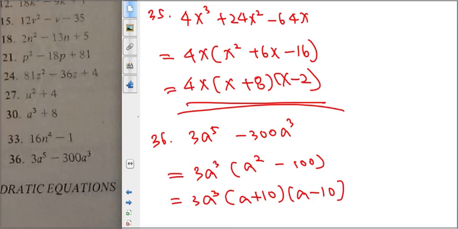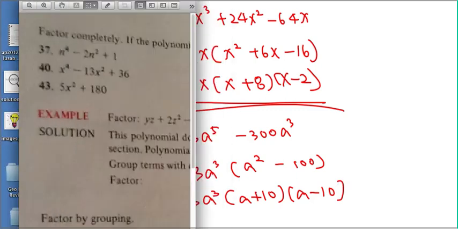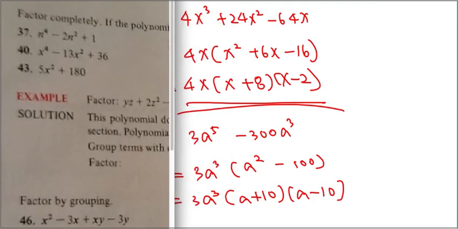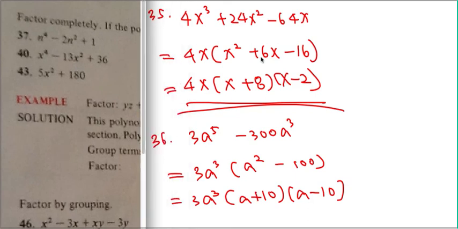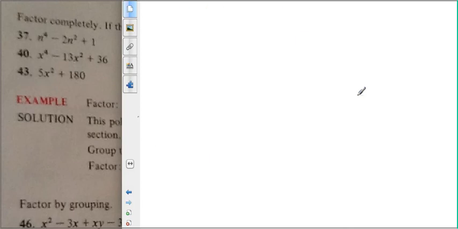Alright, great. So let's continue from here. Alright, so number 37. n to the 4th power minus 2n squared plus 1. Then here, which numbers multiply to 1 but add up to negative 2? In fact, that is negative 1 and negative 1.